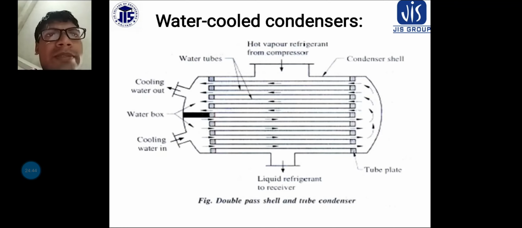Number 3 is your handling of units. Handling of units in case of a water cooled condenser is very difficult, but no handling problem is seen in the air cooled condenser. Okay, next is your carrying of water. Pipes are needed to carry water to and from the condenser, but no pipe arrangement is required in case of an air cooled condenser. Okay, so it is cooled by air.